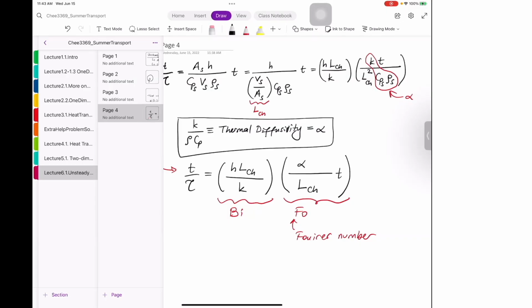That L characteristic, should it be squared? Yep, it should be. Thank you for the correction. Exactly. It's alpha over L characteristic squared times time.